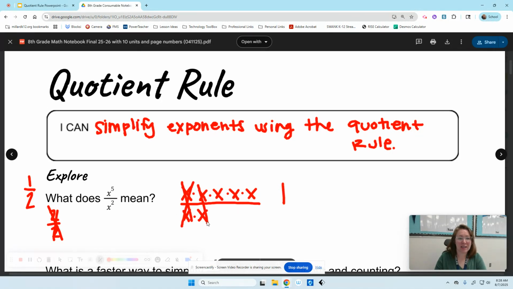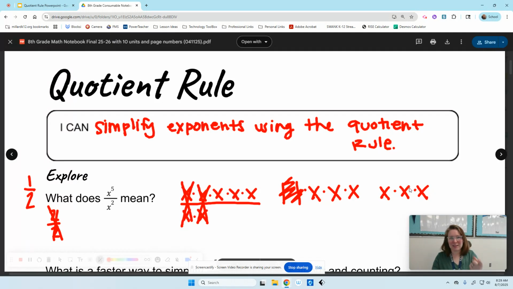X divided by x again, that's just a 1. And then I just still have those 3 left, x times x times x. Okay, well what's 1 times 1 times all these x's? It's just 1. 1 times anything is just that thing. So really all we have is just those 3 x's. I didn't even have to write those 1s. And then we already know x times x times x, there's 3 x's, so that equals x to the power of 3.